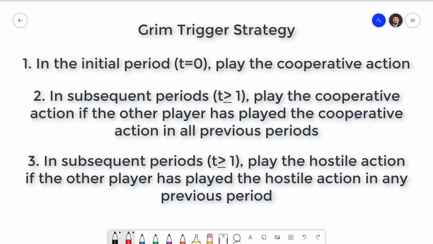The idea here is to start out cooperating and continue cooperating as long as the other player continues to cooperate. But if the other player ever betrays your trust, that trust is lost forever, and we punish them for the rest of eternity by playing the hostile action forever. This is where the term Grim Trigger comes from. The other player playing the hostile action pulls the trigger on the punishment, which continues forever. Since players care about the future, they might choose to not pull the trigger and continue cooperating forever.